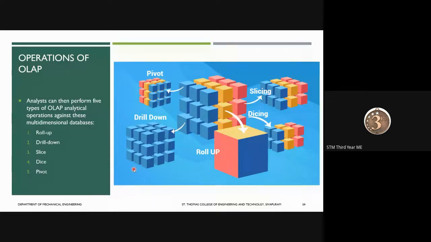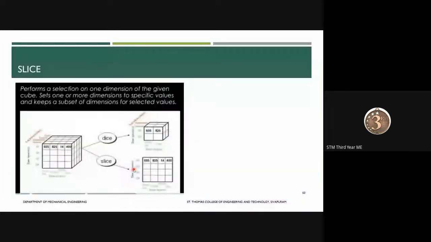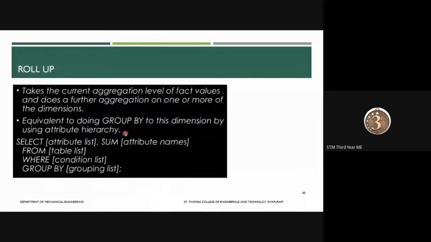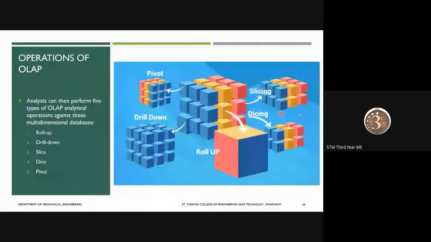Okay, next one is slice. Under slice, you can see here the data cluster. This is the slice. You are slicing the data. This is the 3D diagram, and you are slicing the data for this part only. That is 605, 825, 14, and 400 are the only things you are taking here. The rest are eliminated, or that you don't require. You can see here also, if you are slicing, we are obtaining data of these two portions and the below one is neglected. Such a thing is called slice.